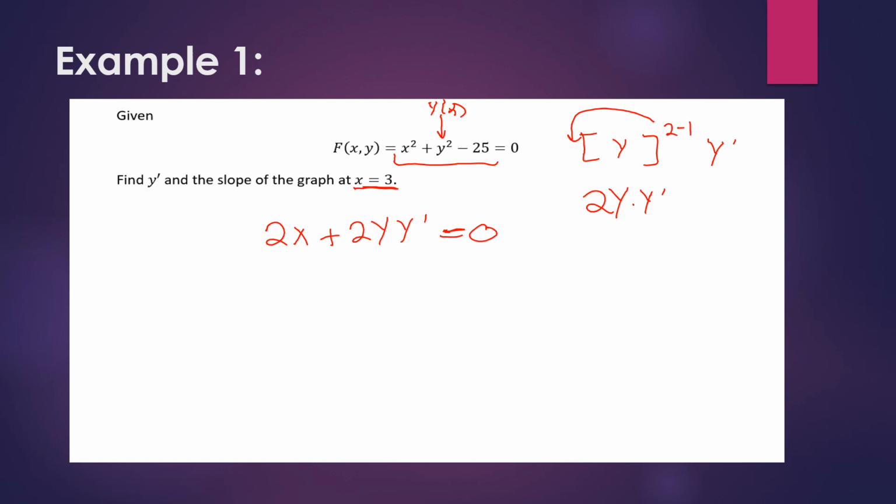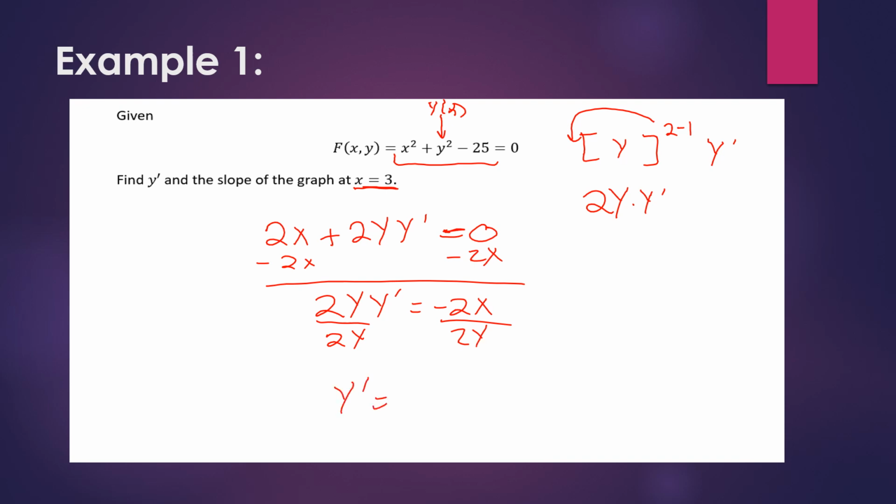Now if I want to get y prime by itself, let's just move the 2x over. So subtract 2x from both sides, and I'll get 2y y prime equals negative 2x. Now let's divide both sides by 2y. I get y prime equals negative 2x over 2y. My 2's can cancel, so I'm going to get negative x over y. And that would be my y prime.